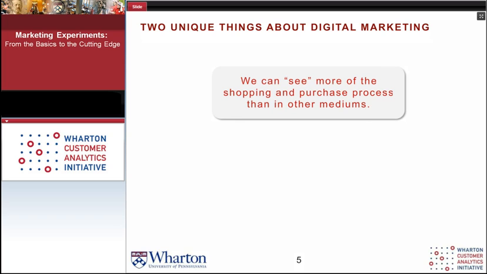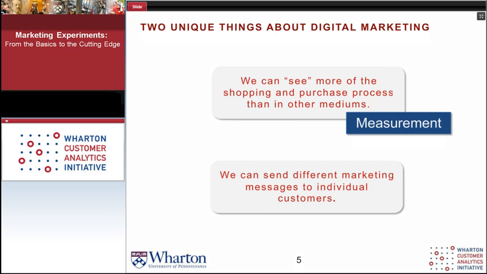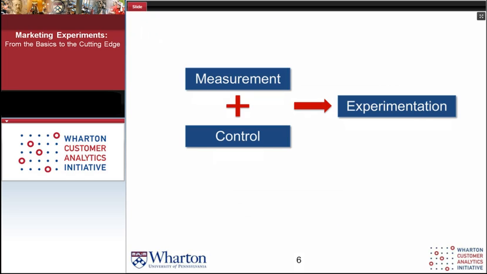In the digital space, we get to see all those intermediary steps that happen between an advertisement and the purchase. So that gives us measurement. The other interesting thing about the digital space is that we can send different marketing messages to individual customers. So it's possible to send one email to Eric and a different email to me, and see what happens to the two of us separately, and that basically gives us control. And when you put measurement and control together, you enable experimentation.